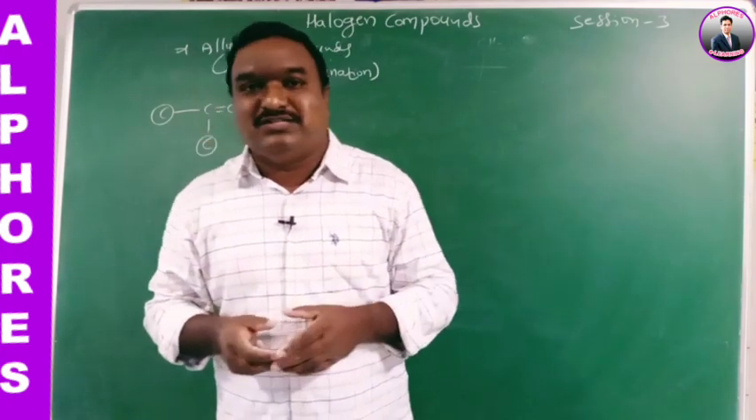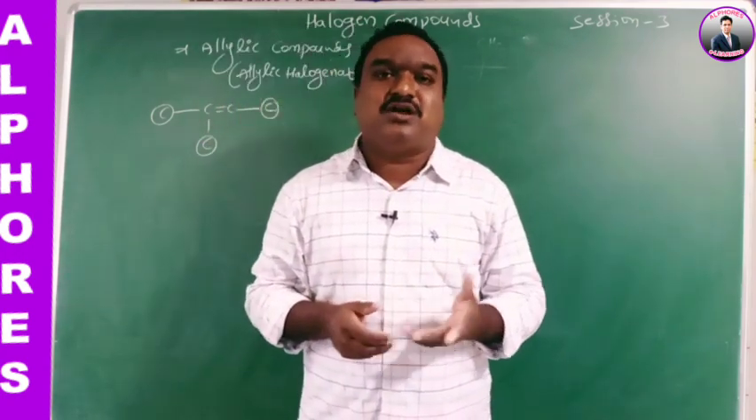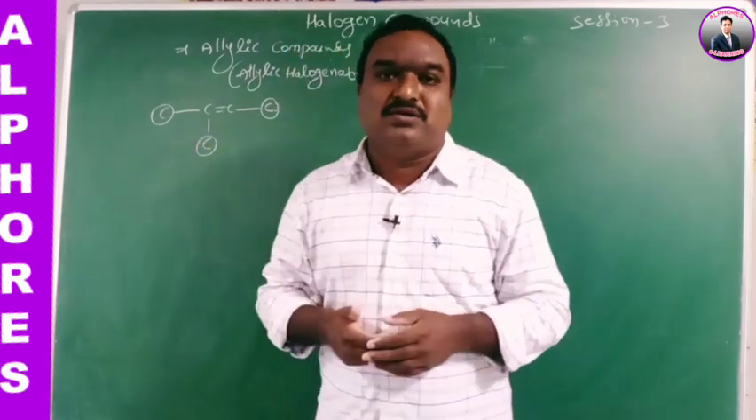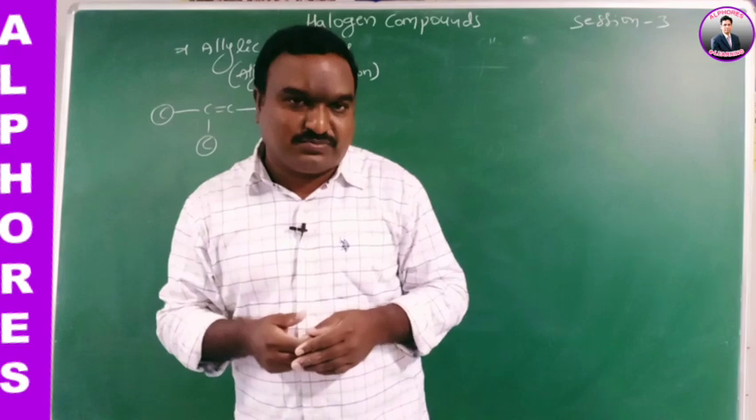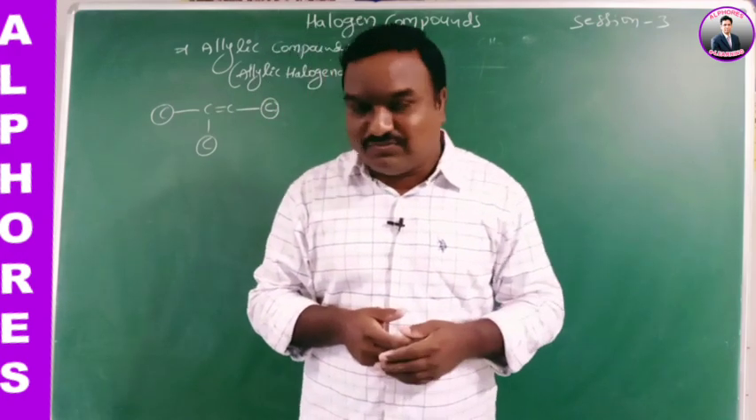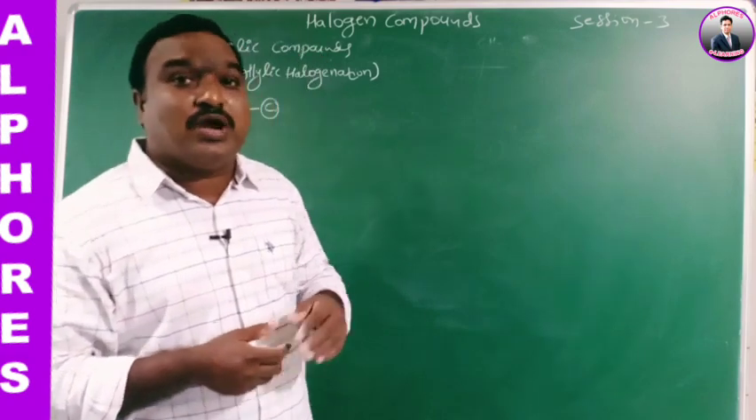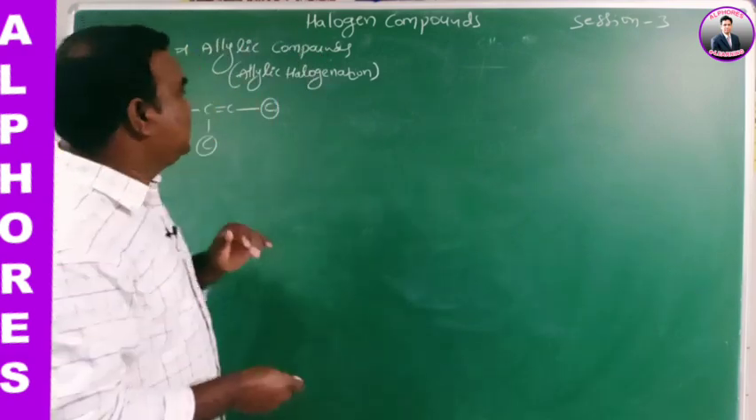Under normal conditions, allylic halogenation is not possible. Reason: the reactant is carrying a double bond, so addition reaction is possible. Then how to prevent that? We need only allylic halogenation, which means we have to apply some special conditions.